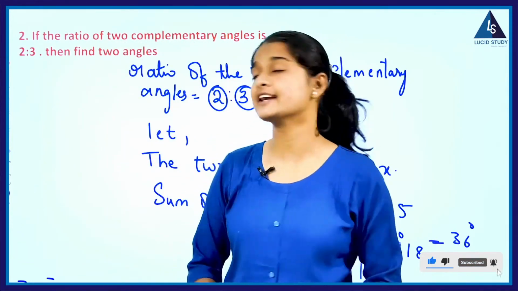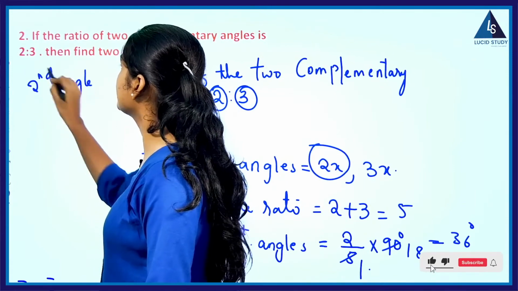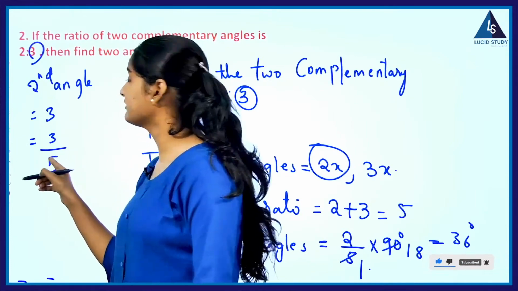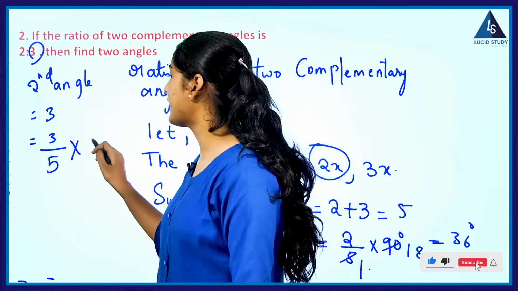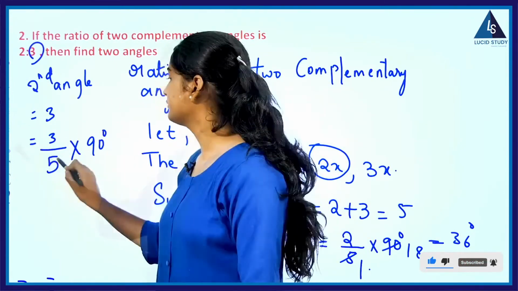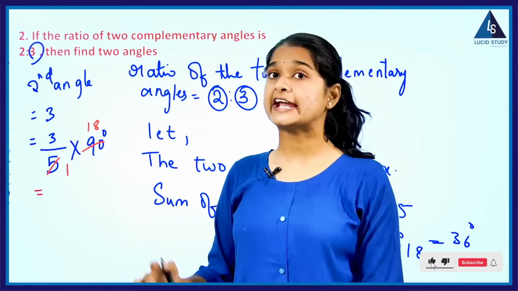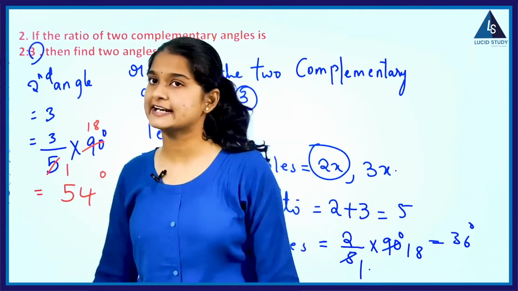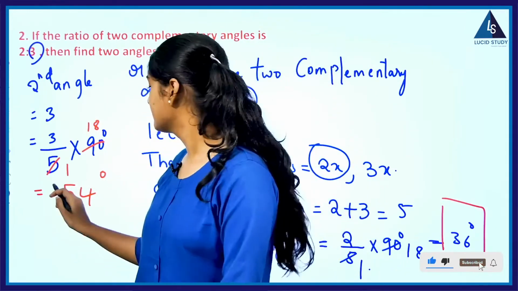Now I can find second angle also. What is the ratio of the second angle? 3. Now we can write this as 3 by 5. Why have we written 5? 5 is the sum of their ratios. So 3 by 5 into 90. 5 ones are 5, 5 18s are 90. So 3 18s are, or 18 3s are 54. So this is your second angle. So first angle is 36 degrees, second angle is 54 degrees.